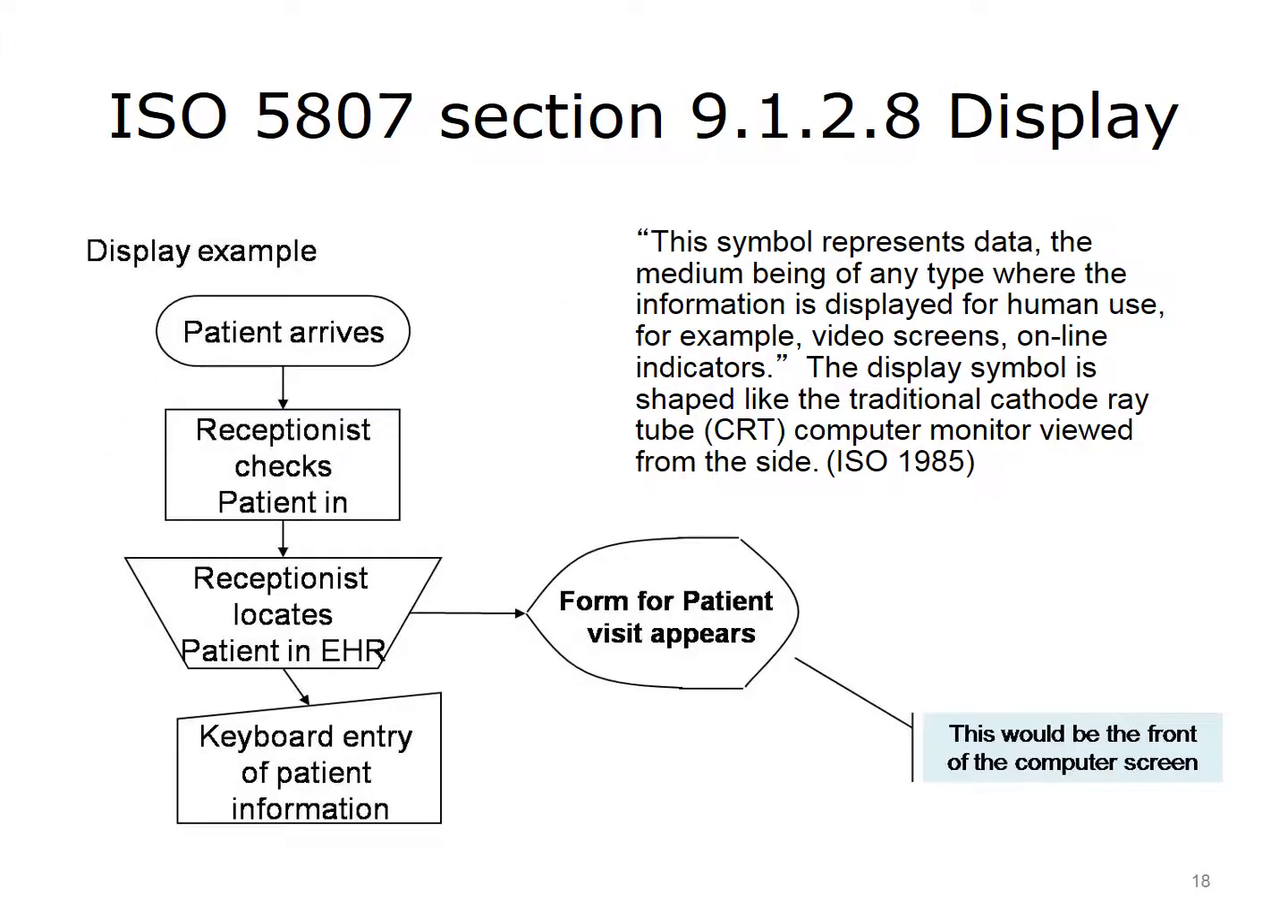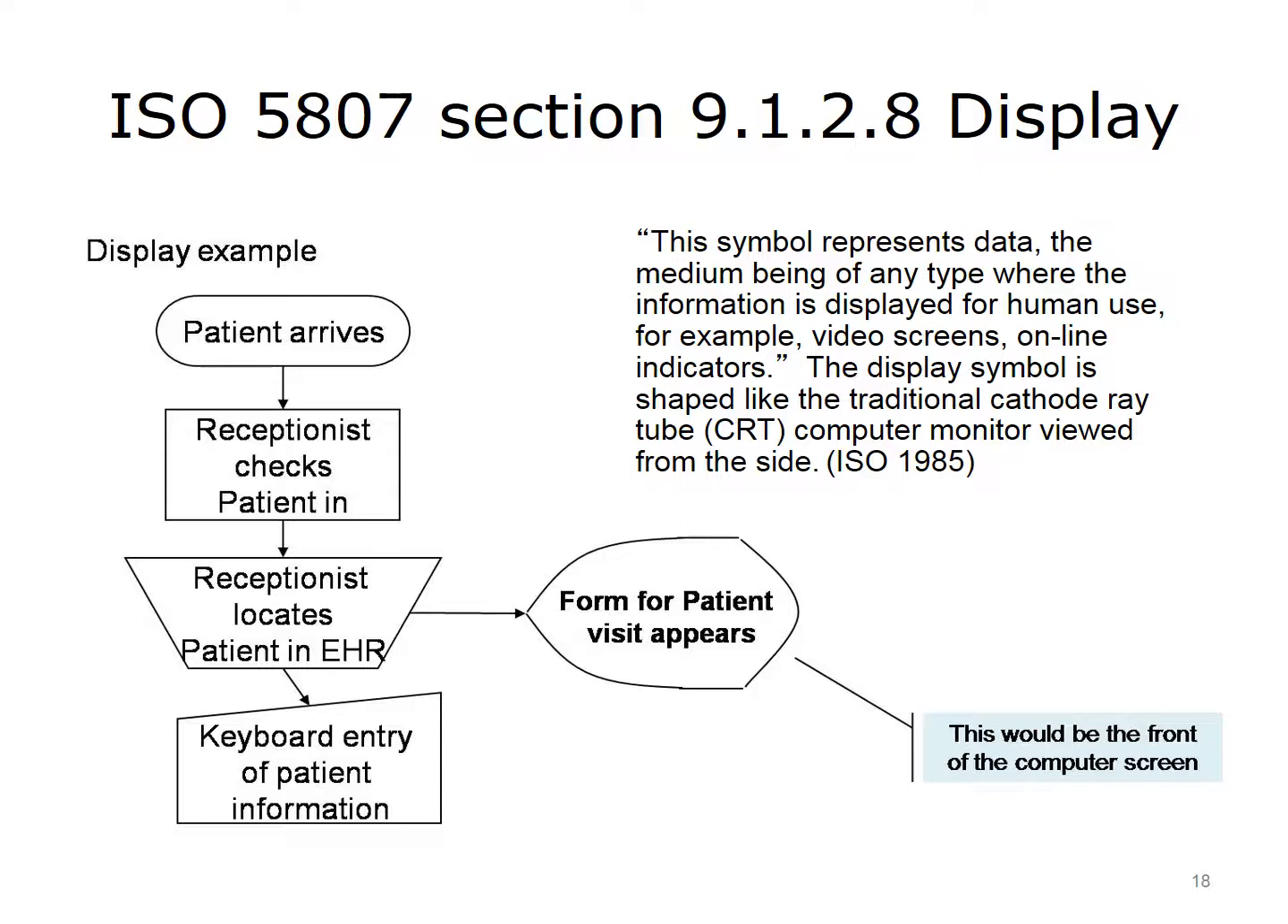The display symbol represents data, the medium being of any type where the information is displayed for human use. For example, video screens, online indicators. ISO 1985. The display symbol is shaped like the traditional cathode ray tube, CRT, computer monitor viewed from the side. For people who have only used flat screens, the symbol shape is less intuitive.